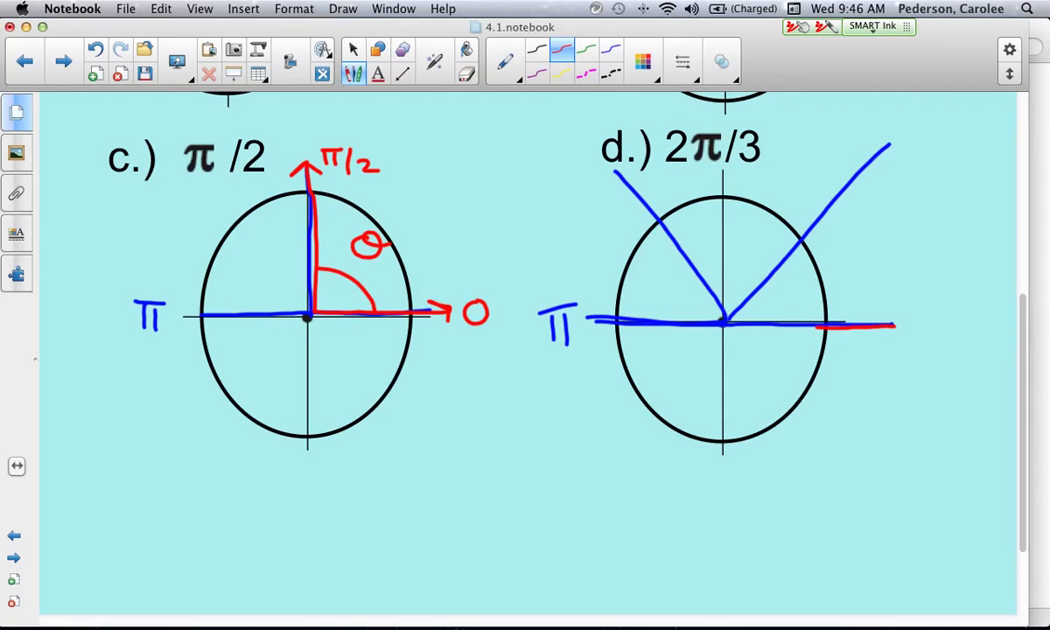That's my numerator, 2 pieces out of the pie. So here's my initial. There's my terminal. And there would be pi over 3. And this is 2 pi over 3. So my angle looks like that. There's my theta. At FST, this probably looks familiar to you. Couple more.